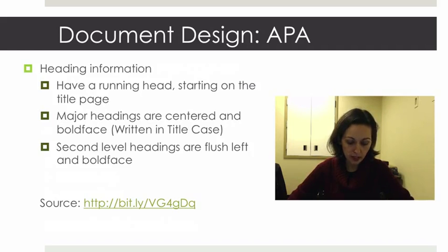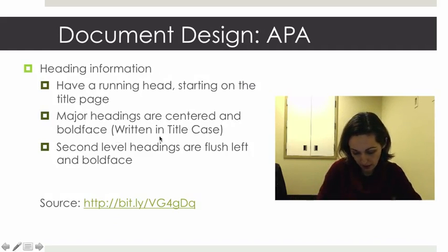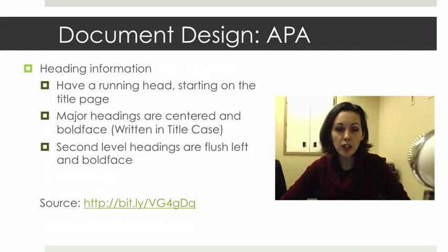So with the heading information, first of all, let me start with the titles and the other headings. On the title page as well as the other pages, you would need to have, first of all, a running head which starts on the first page, on the title page, and repeats itself on the other pages. The major headings you're going to have would be centered and written in boldface and written in title case, as you can see in this example here. And after the major headings, the second level headings are flush left and boldfaced, and there are more details about all of this, again, in the manuals or textbooks or online information that I'm not going to get into.